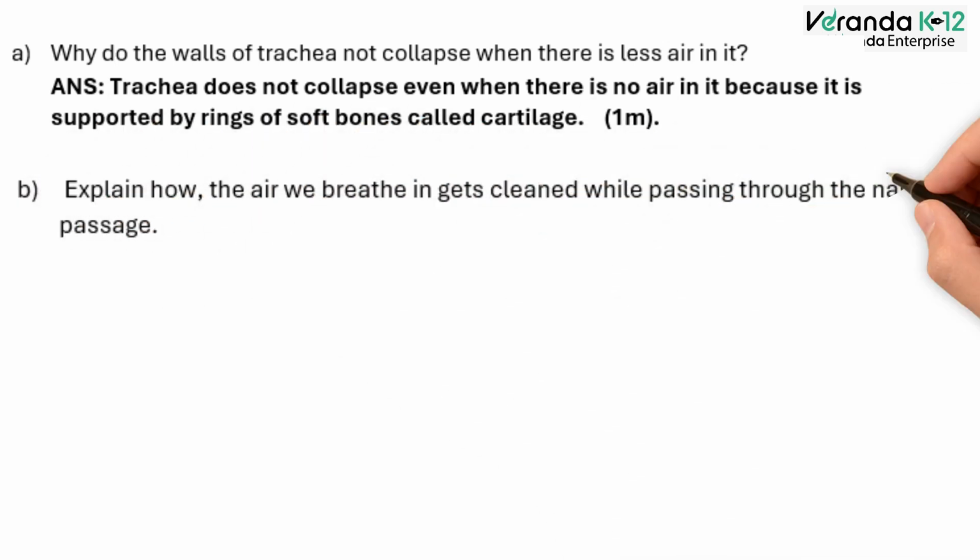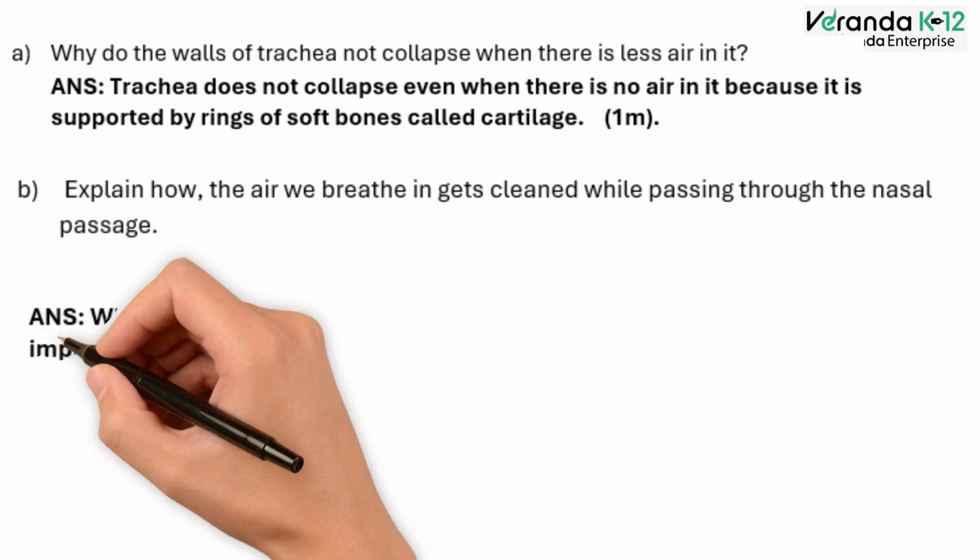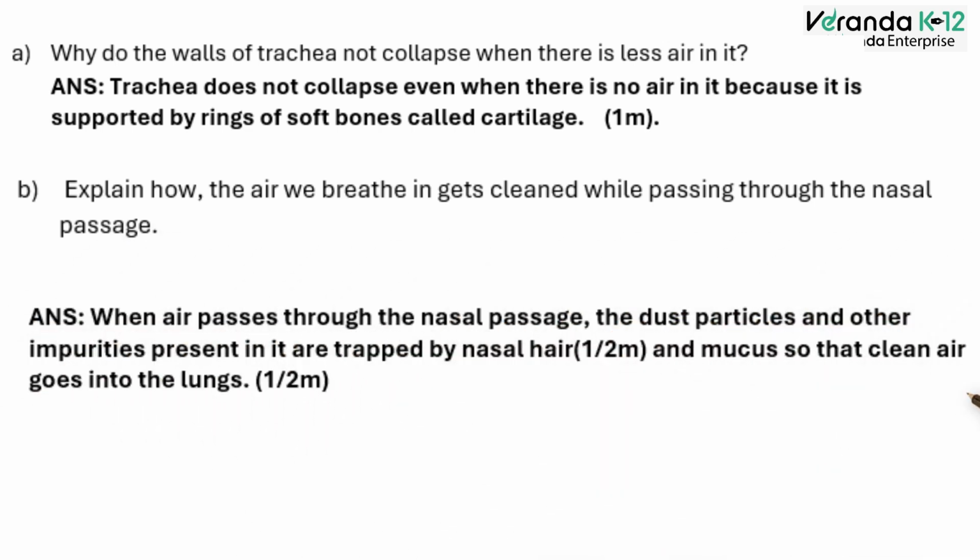Question number 8B. Explain how the air we breathe in gets cleaned while passing through the nasal passage. When air passes through the nasal passage, the dust particles and other impurities present in it are trapped by nasal hair and mucus, so that clean air goes into the lungs.